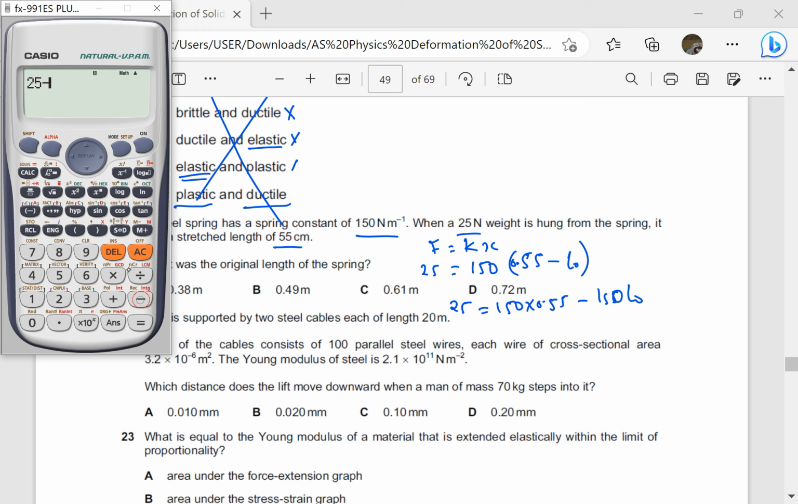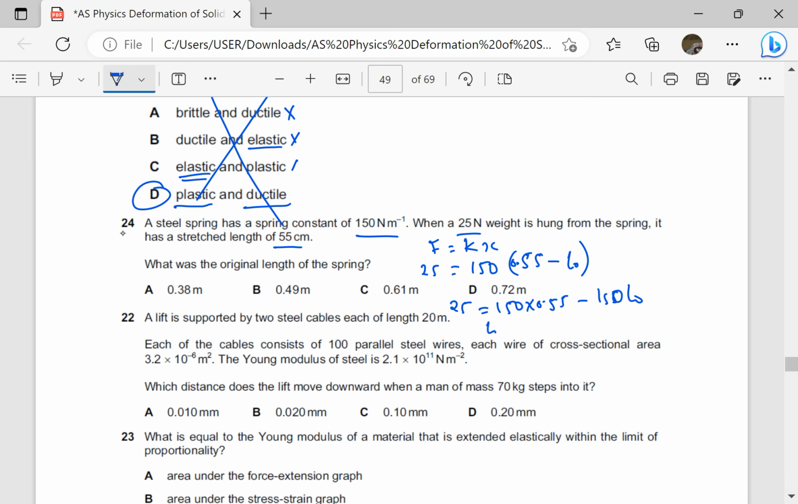25 minus 150 times 0.55, divide by negative 150. This is giving us 0.38. So the original length is 0.38. So the answer is going to be A.